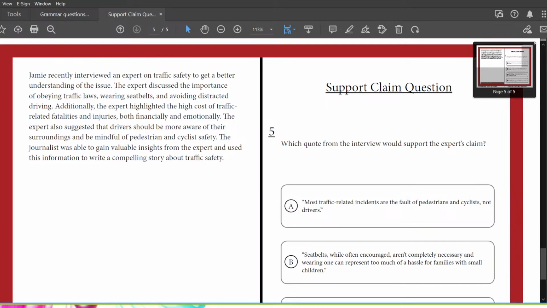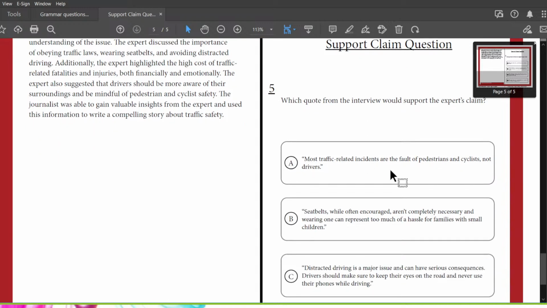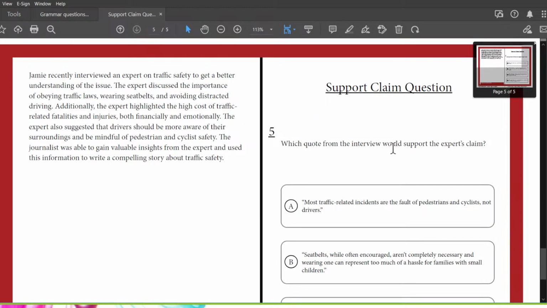All right. And then the last one, take a look at what you got here. Let's see what we got here. Okay. So again, this is a quote from the interview kind of claim situation where these are pretty straightforward. I just want to know, what is the expert's claim? I'm looking for the word expert. I also see that it says they discuss the importance of obeying traffic laws, seatbelts, distracted driving. Okay, there's that.